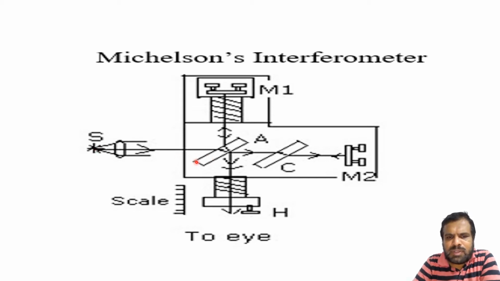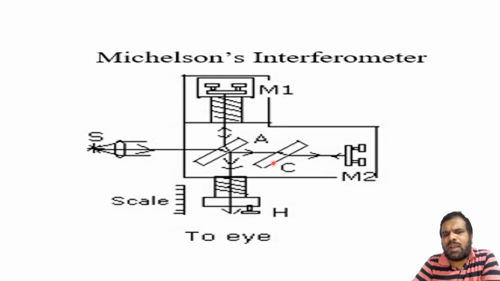When it falls on the lower surface of A, it passes through the glass plate A, and at the back of A it is reflected and passes through the glass plate A a second time and falls on the mirror M1. Again it is reflected back from M1 and goes through the plate A the third time, and goes to the telescope.